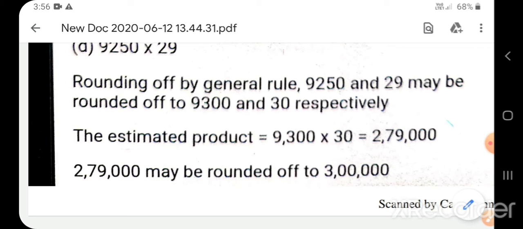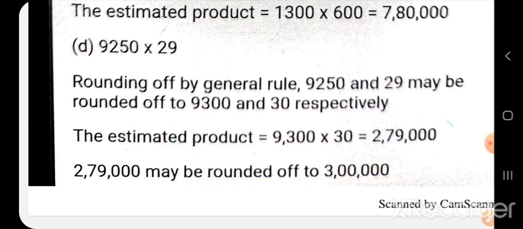And in the last you can also round it off. 2,79,000 may be rounded off to 3 lakh. So our exercise 1.3 is over. In this it is given that make 4 more such examples. So you have to make 4 examples by yourself and then you have to solve those examples.